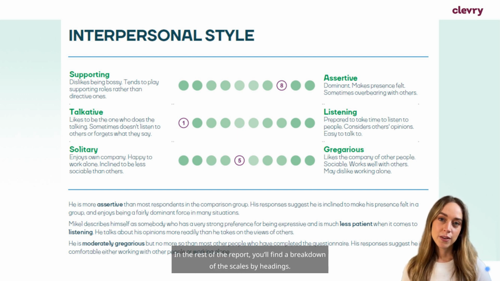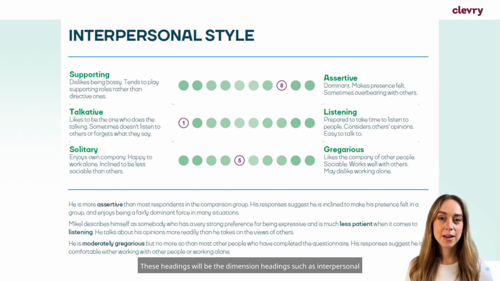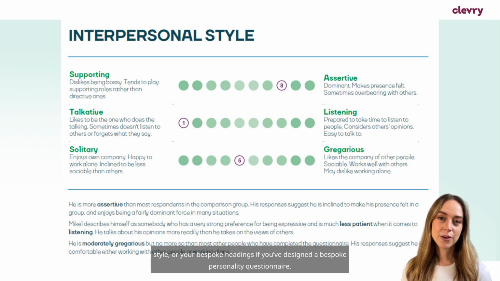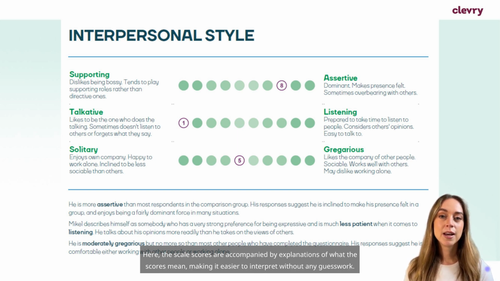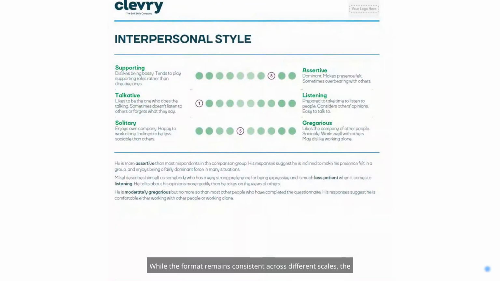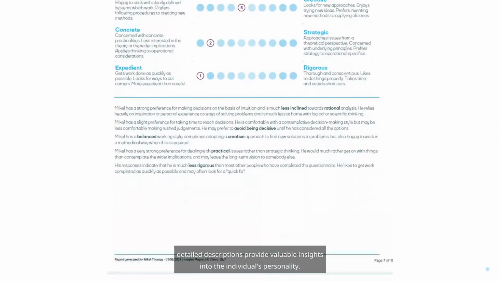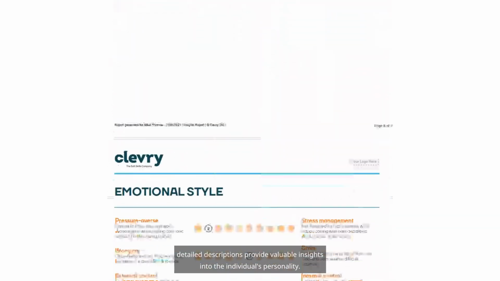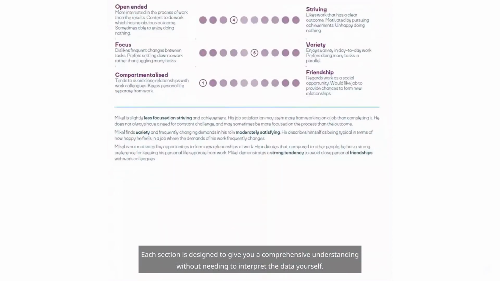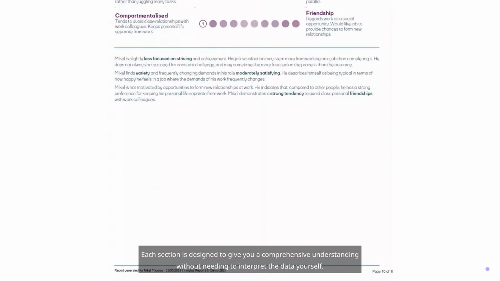In the rest of the report, you'll find a breakdown of the scales by headings. These headings will be the dimension headings such as interpersonal style, or your bespoke headings if you've designed a bespoke personality questionnaire. Here, the scale scores are accompanied by explanations of what the scores mean, making it easier to interpret without any guesswork. While the format remains consistent across different scales, the detailed descriptions provide valuable insights into the individual's personality. Each section is designed to give you a comprehensive understanding without needing to interpret the data yourself.